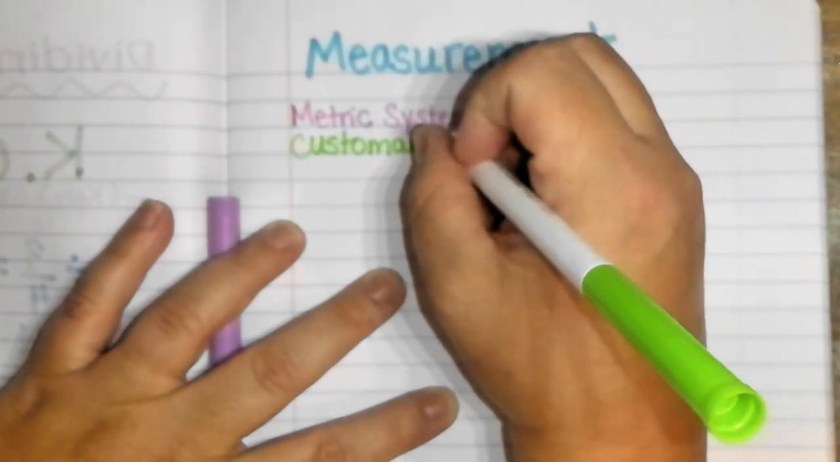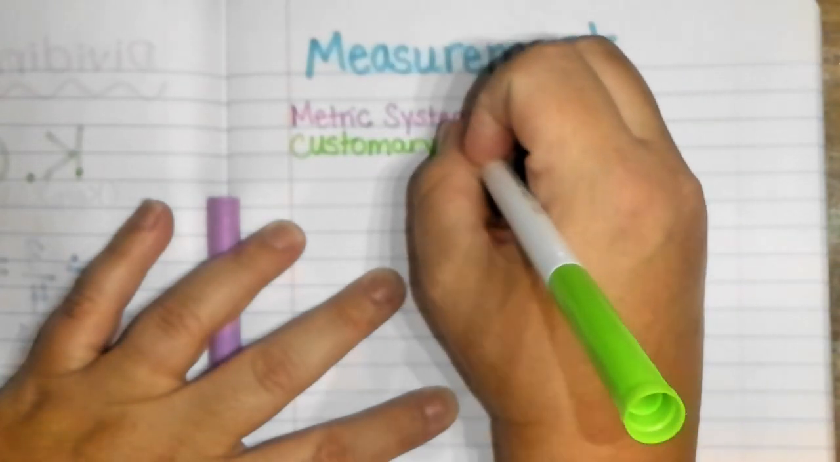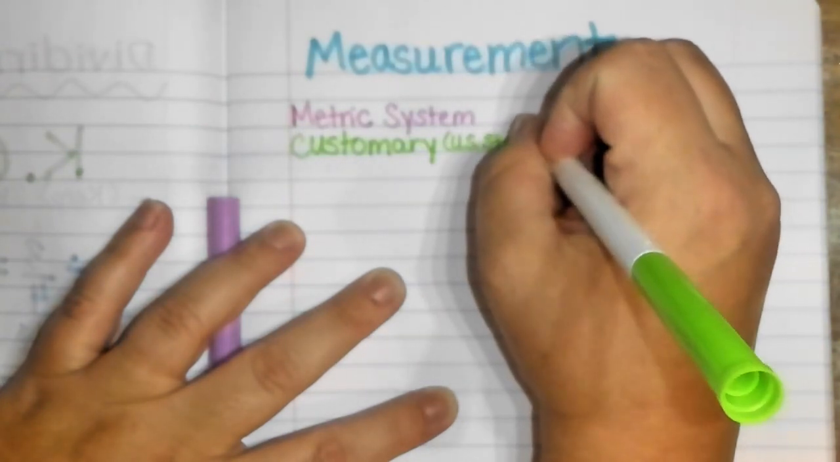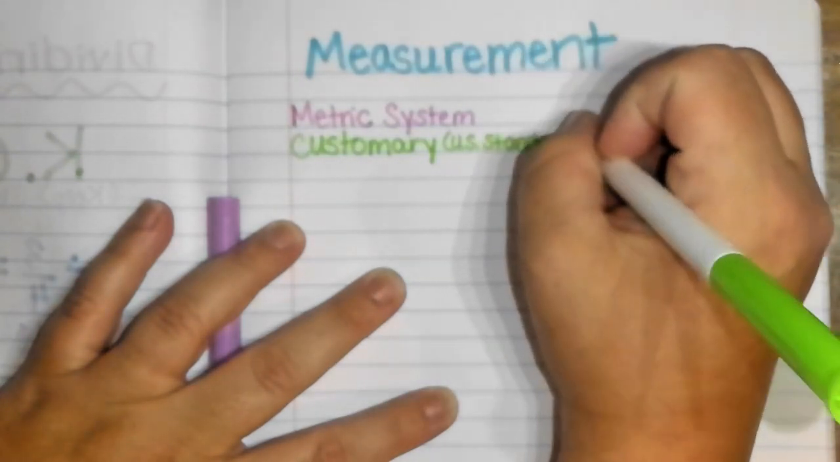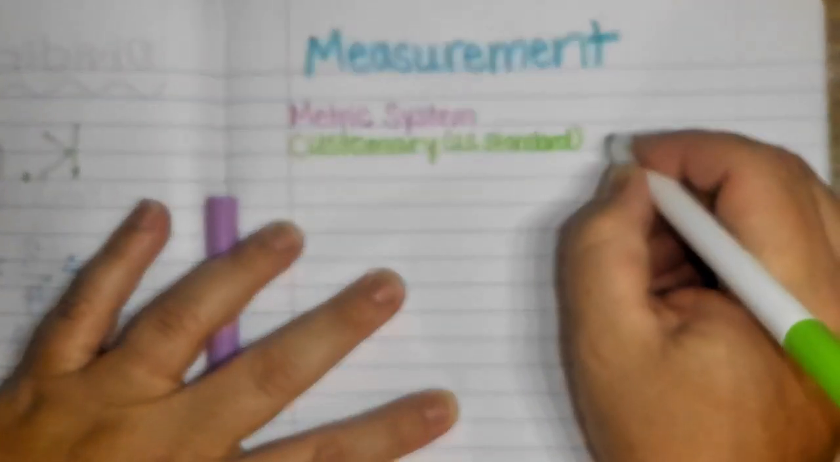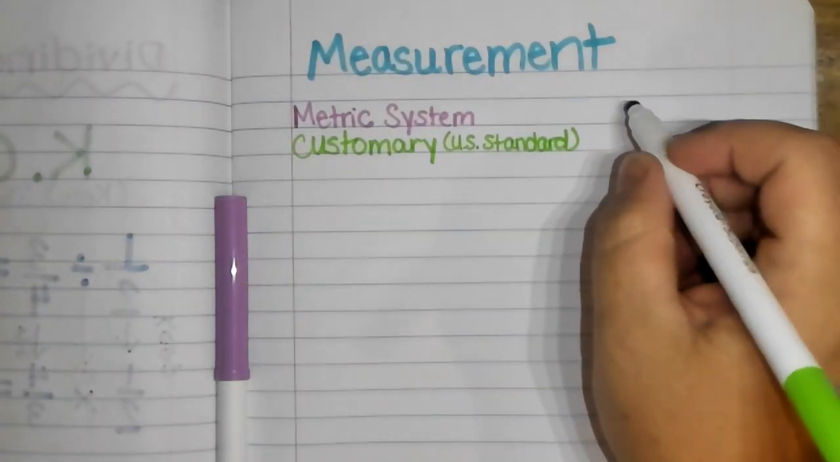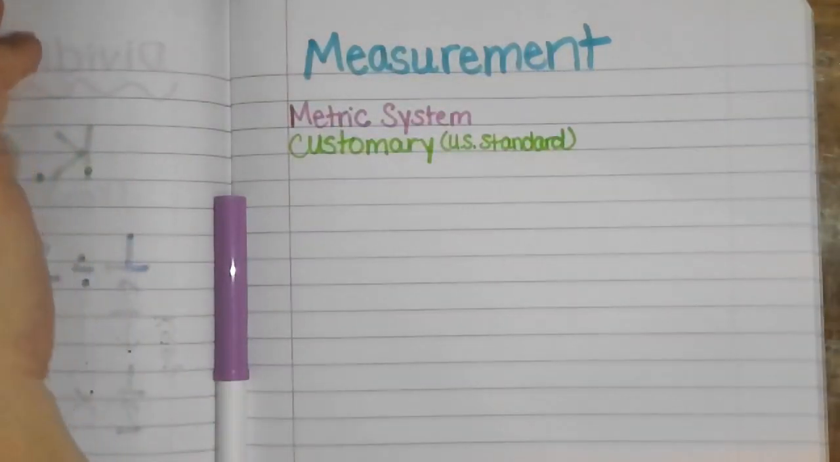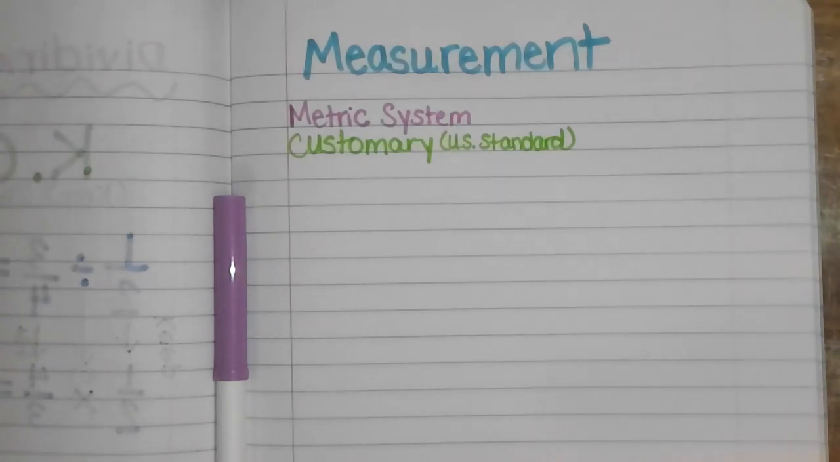Customary system. Or you may hear it called the U.S. standard system. Now, this is the one we typically use here the most. We use the metric system when we're dealing with science more. So I'm going to make a note there real quick that it is used more when we're dealing with science, more so than math.